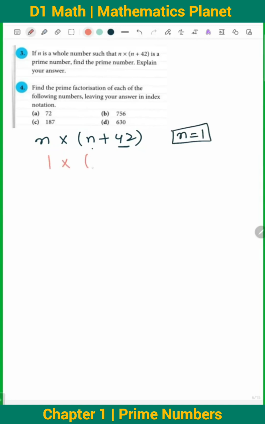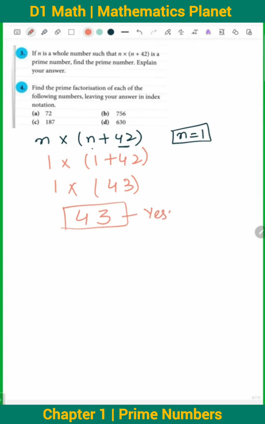1 times 1 plus 42 is 43. Is 43 a prime number? Yes. So we get our answer. The question is saying that n times n plus 42 is a prime number, so we need to put in values of n to find which one works. We start from n equal to 1, and substituting n equal to 1 gives 43, which is a prime number. Our problem is solved.